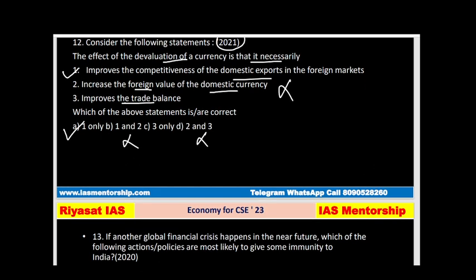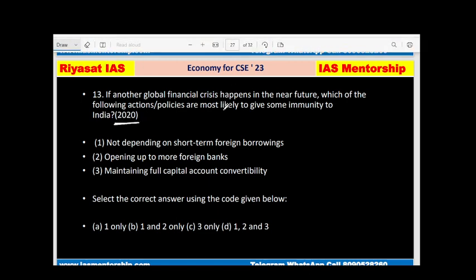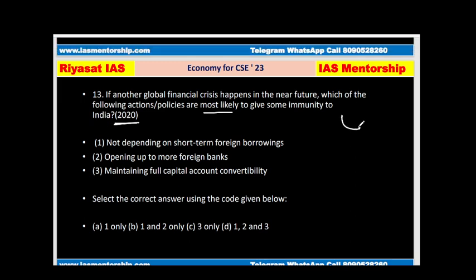Fine. Let us move ahead and see the next question that came in year 2020. If another global financial crisis happens in near future, which one of the following actions or policies are likely to give some immunity to India? A very good question. It is basically referring to our global crisis of 2008. First, not depending upon the short-term foreign borrowings. Very good. We should not be depending on short-term foreign borrowing, because if we are depending, we need to pay back the debt. Okay, so this is the good option.